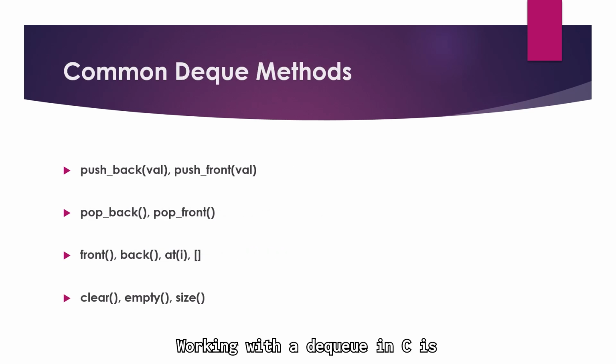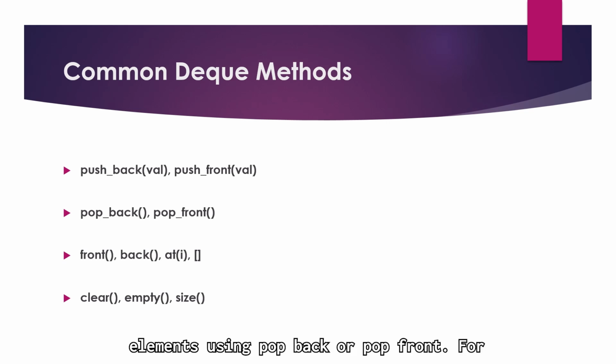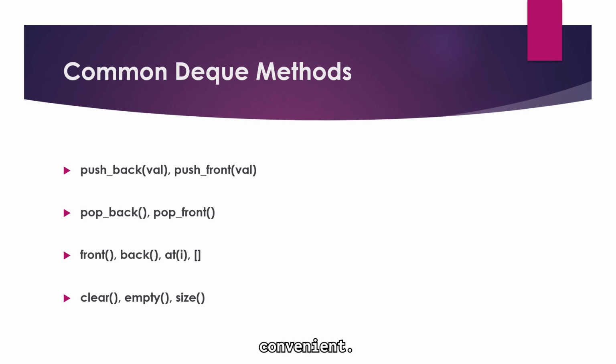Working with a deque in C++ is straightforward. The interface is quite similar to that of a vector, with a few key additions. We can insert at the back using push_back and at the front using push_front. Likewise, we can remove elements using pop_back or pop_front. For accessing elements, we have front, back, at with an index, and the subscript operator. Deques also support clear, empty, and size, which make managing them quite convenient.